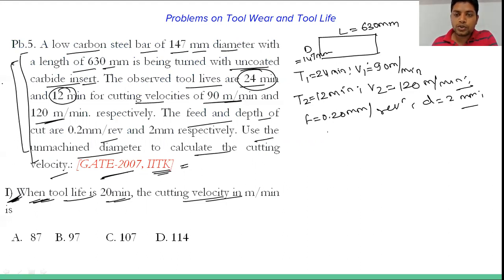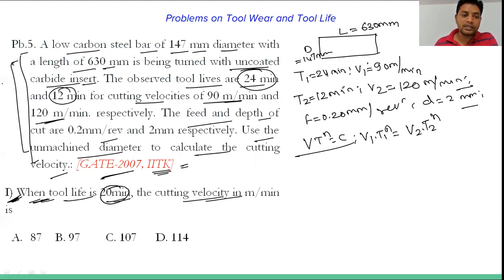देखिए दो कंडीशन जो है आपकी, हम Taylor's tool life equation का use करेंगे, which will be Vt raised to n equals constant. पहली दो कंडीशंस के लिए जब हम इसको use करते हैं, तो this is V1 T1 raised to n equals V2 into T2 raised to n. बट यहाँ पे दो लाइफ तो given है ही, थर्ड लाइफ भी आपको given है, that is 20 minutes, and with respect to that the velocity is asked to you.